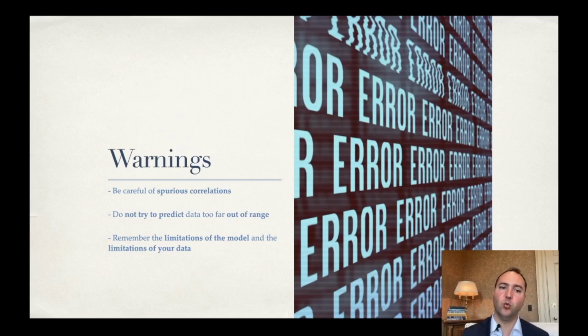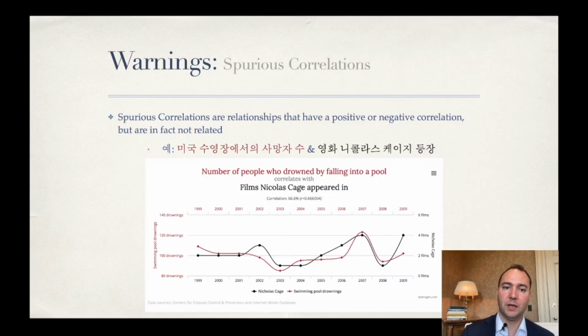All right, there are some warnings too. So you may have a really good model, but you're just looking at a spurious correlation. In other words, you should make sure that you have a real theoretical reason why your independent variables would be related to your y variable, your dependent variable.